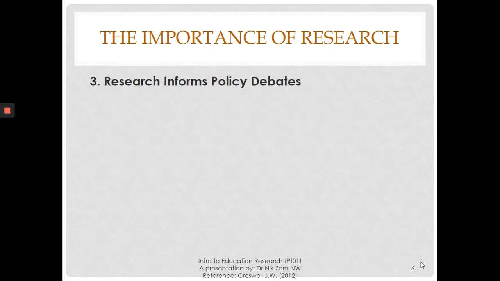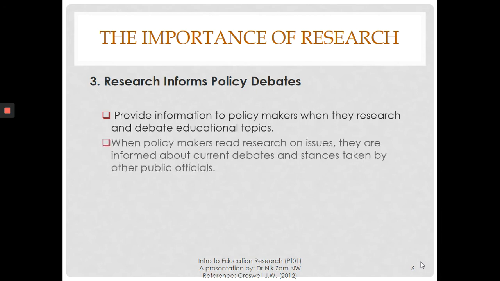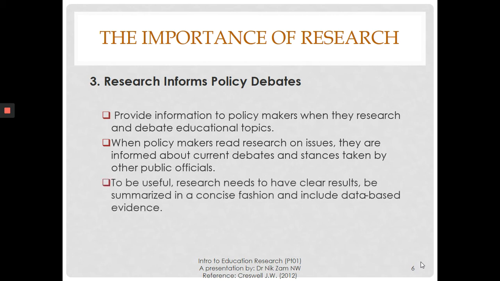The next important is research informed policy debates. Sometimes research information can assist policymaker. Why? Because when policymakers read research on issues, they are informed about current debates and stance taken by other public officials. To be useful, research needs to have a clear result, be summarized in a concise fashion, and include database evidence.